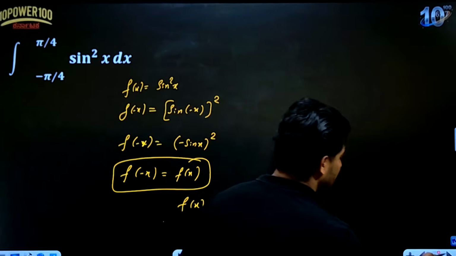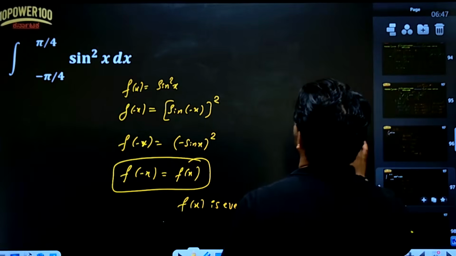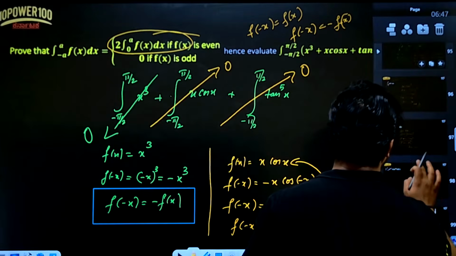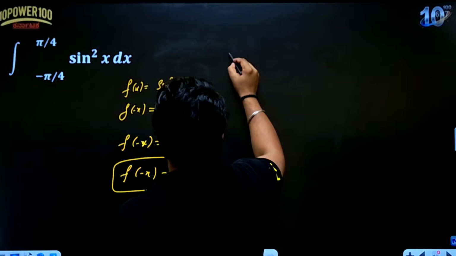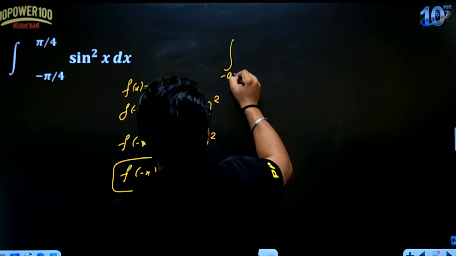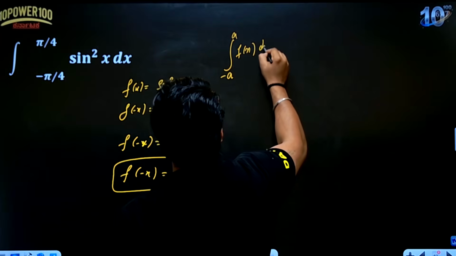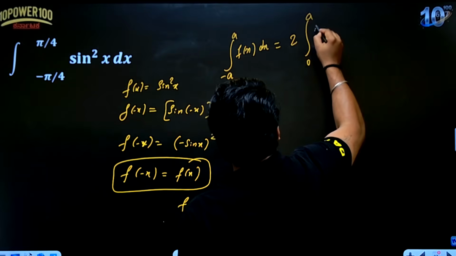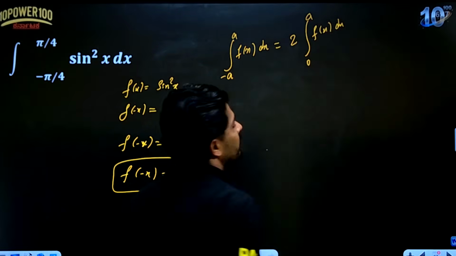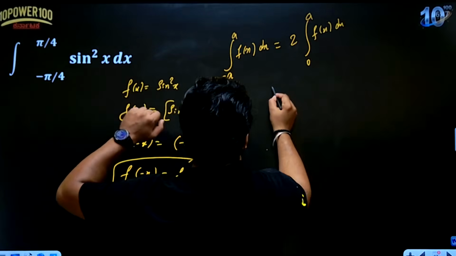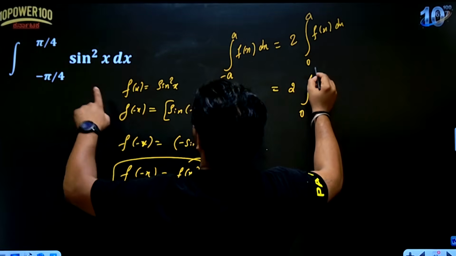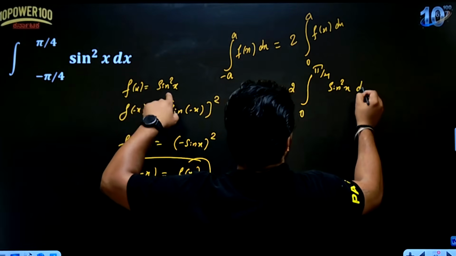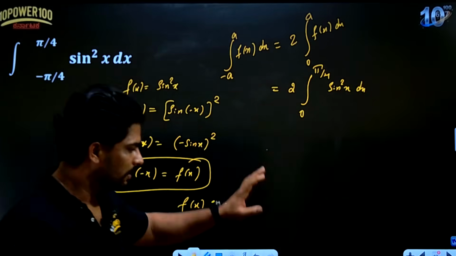Okay, now that f of x is even, you should know this condition. What is it when f of x is even? If it is even, this is the condition, correct? So we are going to do that now. If it is even, minus a to a f of x dx becomes 2 times 0 to a f of x dx. So now it is 2 times 0 to a, that is pi by 4. So pi by 4, f of x is sin square x dx. Okay, so that's it. Now you know how to solve this.